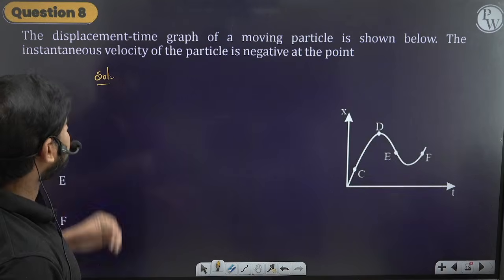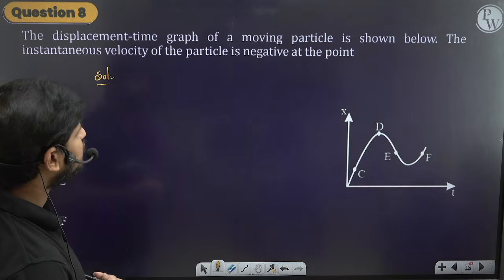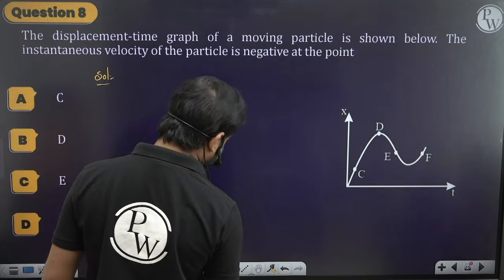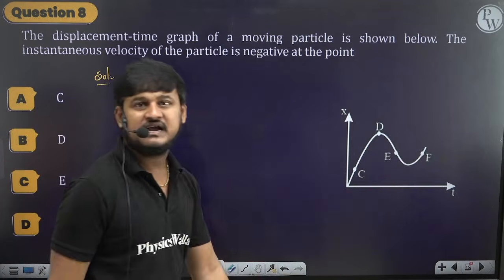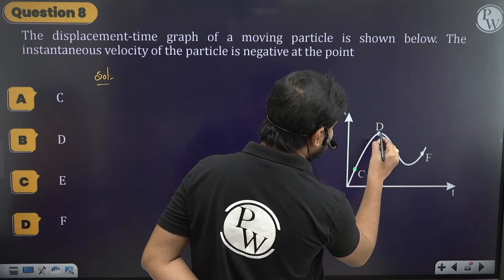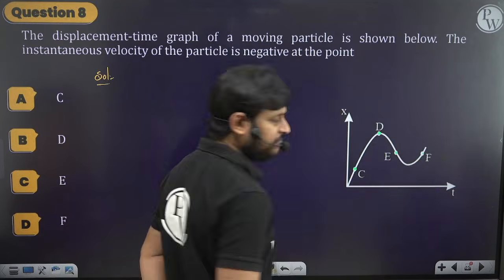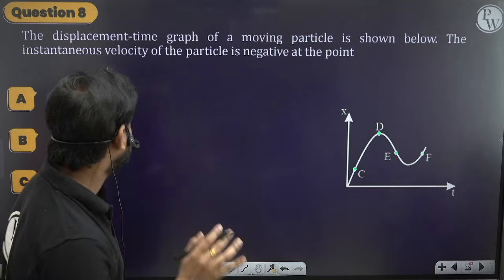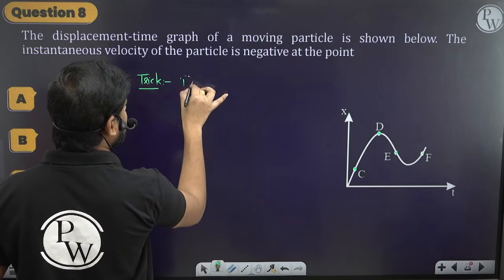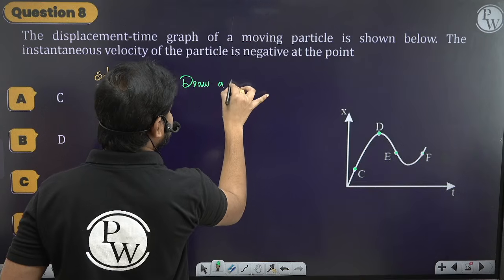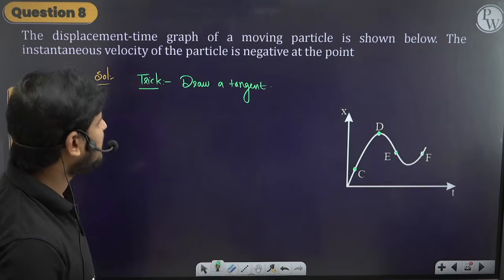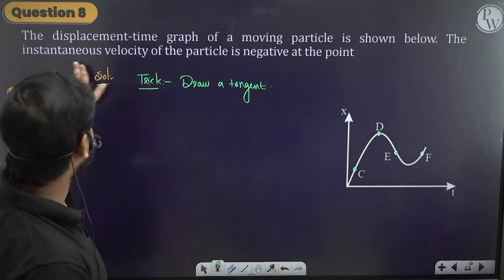The displacement time graph of a moving particle is shown below. The instantaneous velocity of the particle is negative at which point? See here, there are 4 points given: C point, D point, E point, F point. I'll tell you one simple trick: draw the tangent. At whatever point they asked us to find the velocity, draw the tangent at that point.